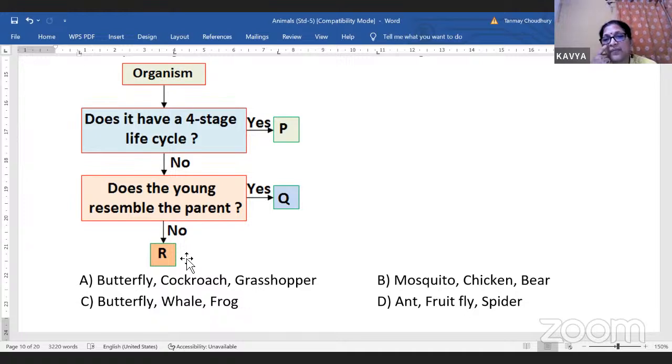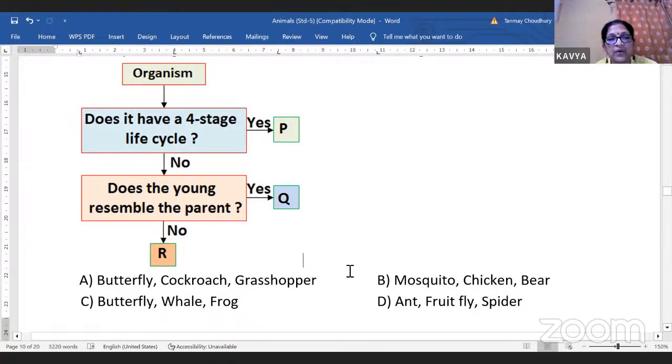The larva of a butterfly is known as caterpillar. The larva of a cockroach is known as nymph. So the larva is the young one of any animal which hatches from an egg. So here, the butterfly has got a 4-stage life cycle. So P is butterfly. Whale is Q because it resembles the parent.